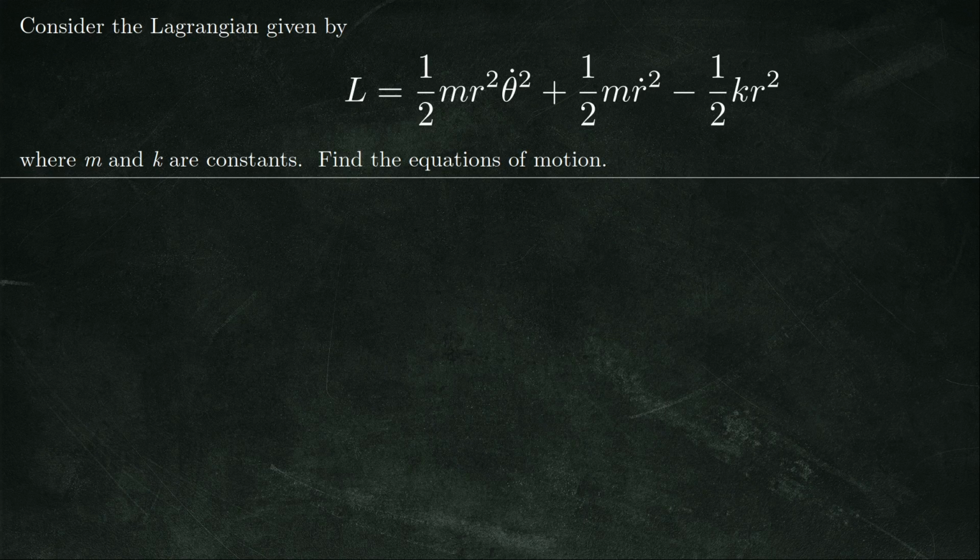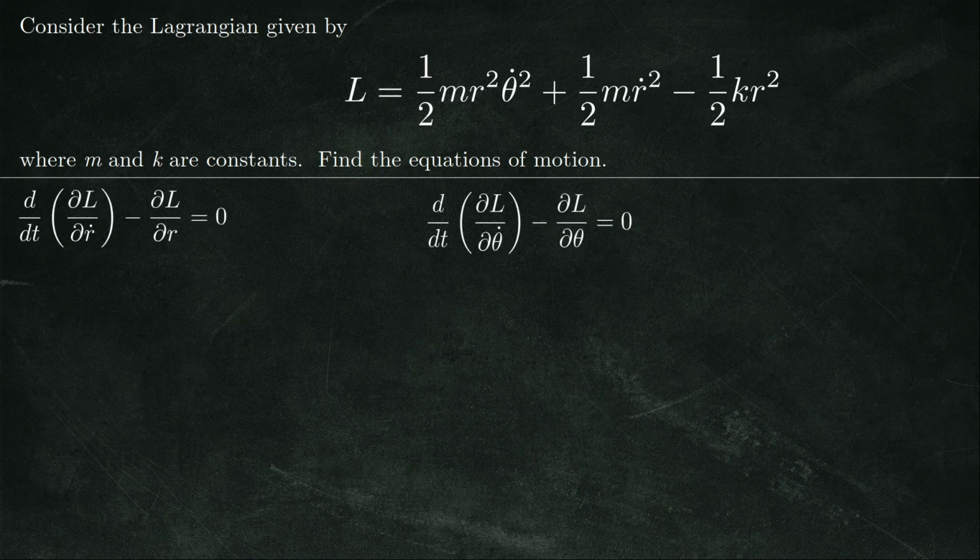So I'll go through this one step by step to show you how I would do it for two different coordinates. Because there's two coordinates, we're going to have two Euler-Lagrange equations, one for r and one for theta. So I'll do the r one first. To calculate dL by dr, we see that there are two terms that have an r in them, the first term and the third term of the Lagrangian. We differentiate these and we get m r theta dot squared minus kr.